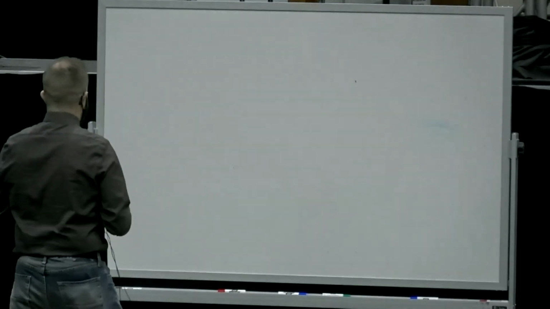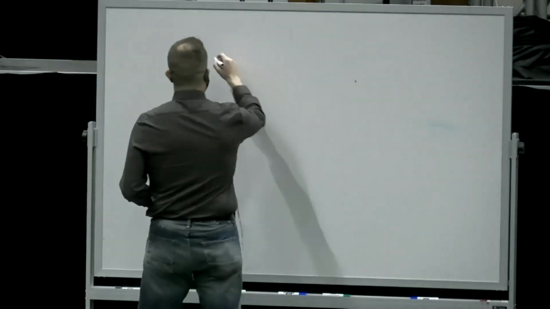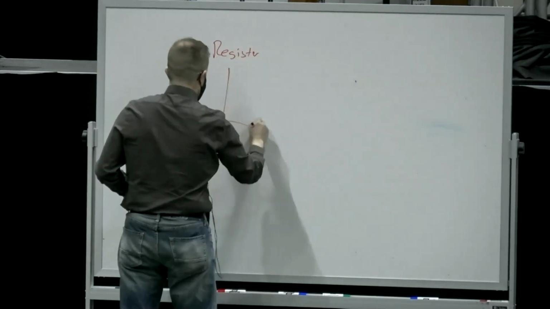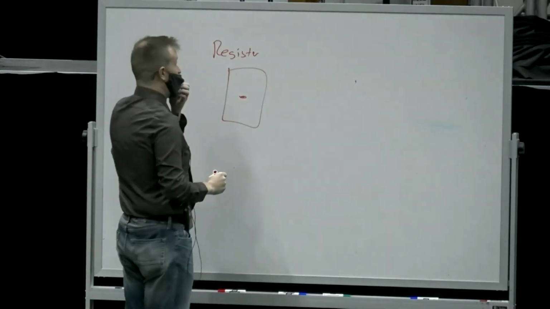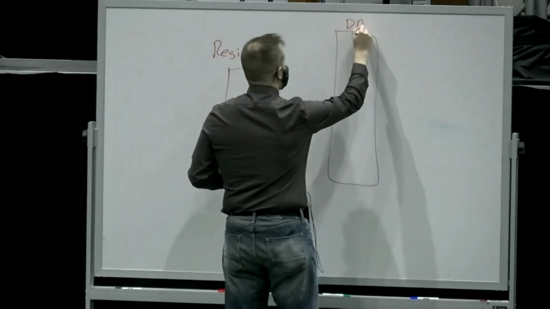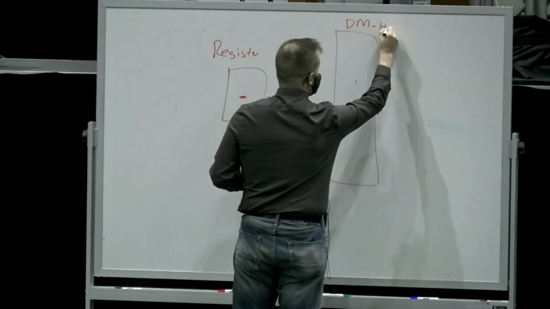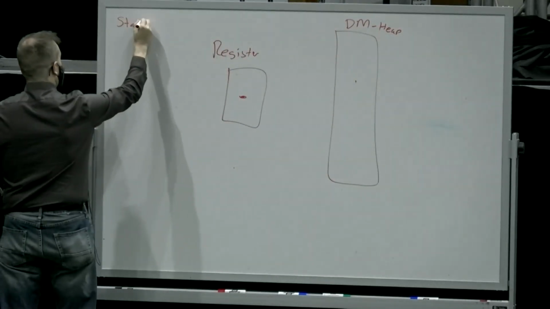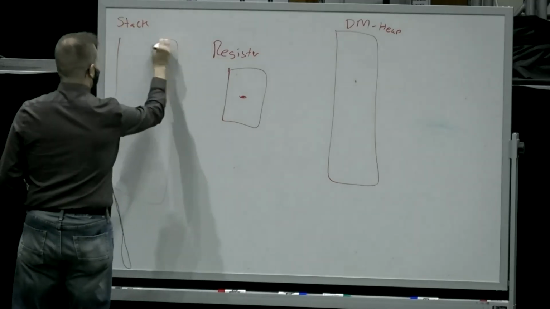So here's what's going on inside a computing device. What you have learned is this idea. We have registers, and that's where our pointers start. And you've learned about data memory, and that's where we put the heap. And we learned about the stack, and that's where we have all of our instructions, right?